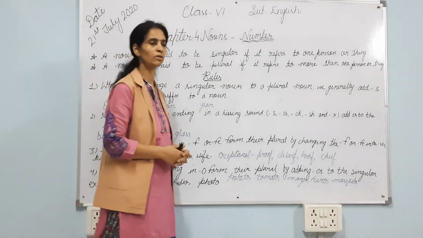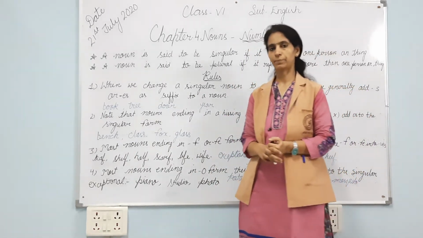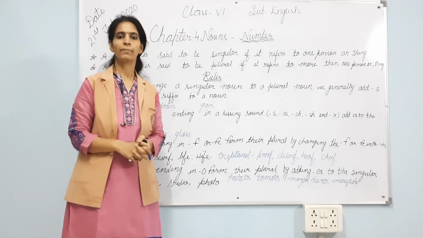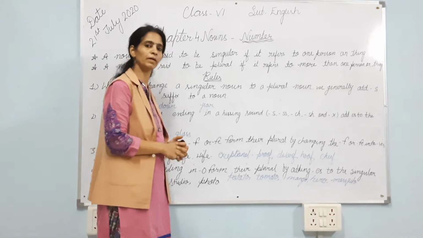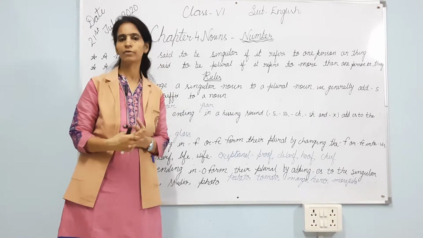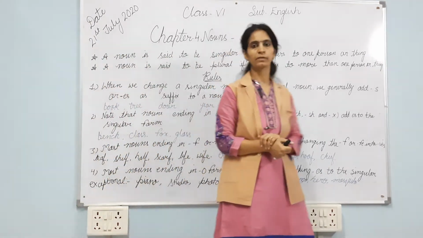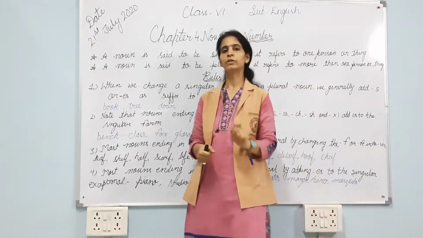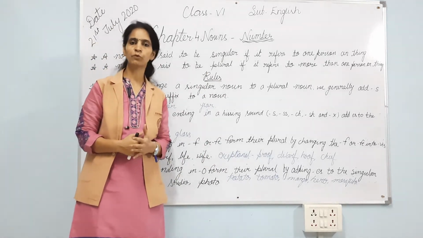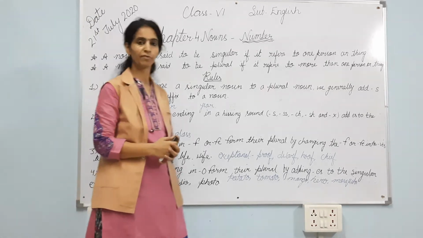Okay? Now, in the previous class, we discussed the gender chapter. Four types of genders: masculine, feminine, neutral and common. We have discussed genders in the previous chapter. Everyone has knowledge about the gender chapter. Today we are going to start a new chapter. Chapter name is Number. Chapter number 4. Topic is number. This is one type of noun.